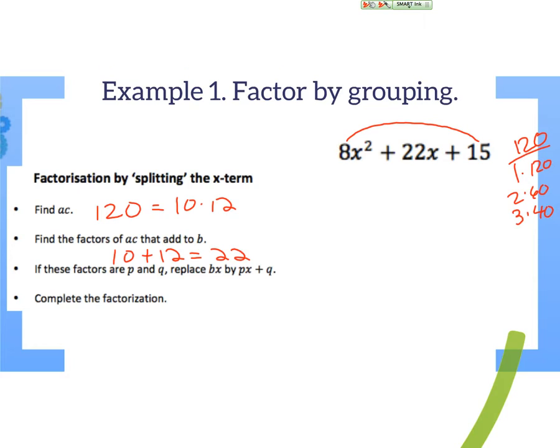So it's really just how you feel with the factors. Do not be ashamed, especially with a big one like this. If you've got to write a long list and get them all down, do that. And then find out which ones add up to that middle term.